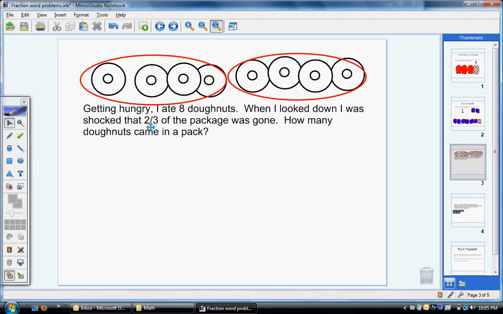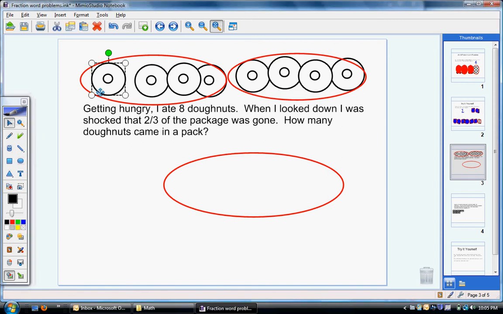Now, in this fraction, it says that I should have 3 total groups. So I have to think about how it can be fair. If each of these 2 groups has 4, how many donuts should my last group have? Well, if you said 4, that'd be correct. We have to be fair and have equal sized groups. So if those top 2 each have 4, this bottom group should have 4 as well.